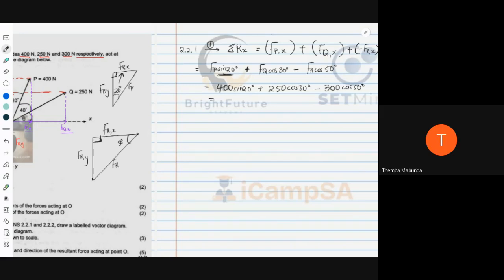I want to ask, because what I've done, I said FPX is equal to 400 cos 20, and then I got the answer of 375.88. Am I right or wrong? I didn't add them. I only substituted 400 on cos 20 degrees, then I multiplied them and got the answer.